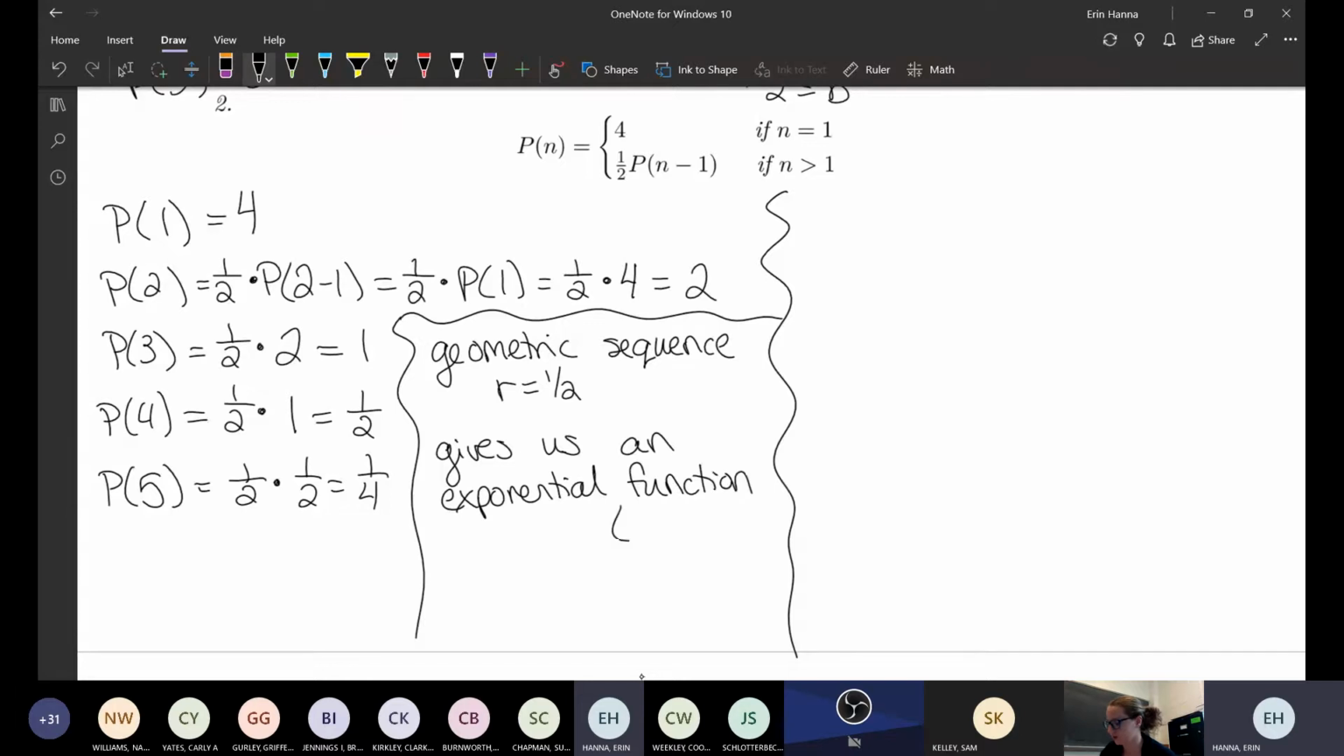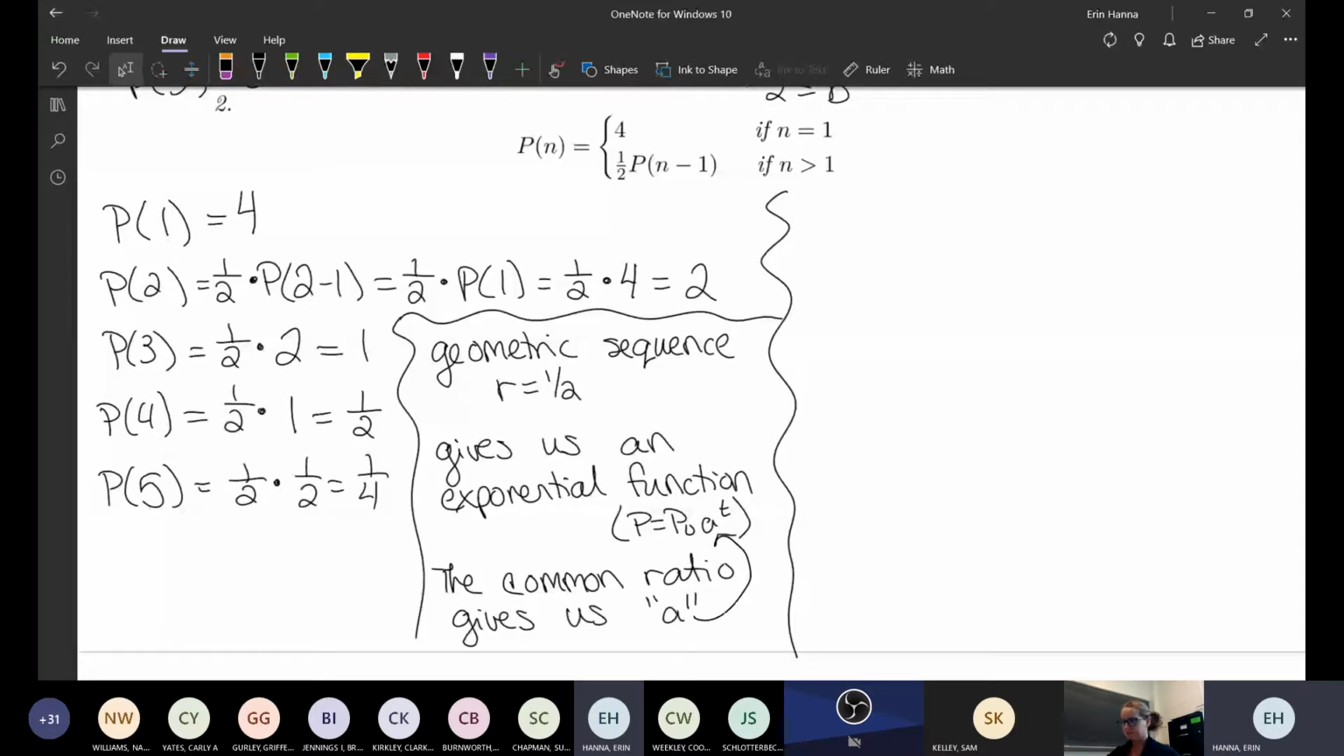These are the ones that look like P equals P naught a to the t, or x or n, or whatever variable. So the variable here is that exponent. So essentially we have to figure that out now. So that R value, the common ratio, let me write it like this, gives us the A value in this generic format that I just wrote down. So that R value of 1/2 is going to be what that A value is. So we essentially need to figure out that number in the front.